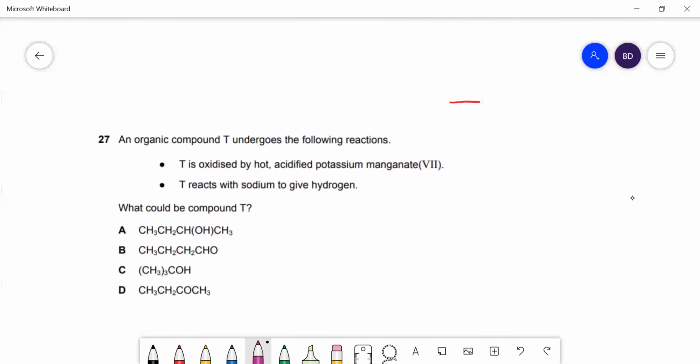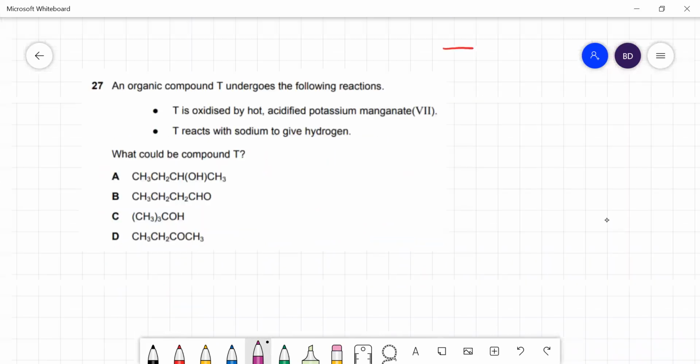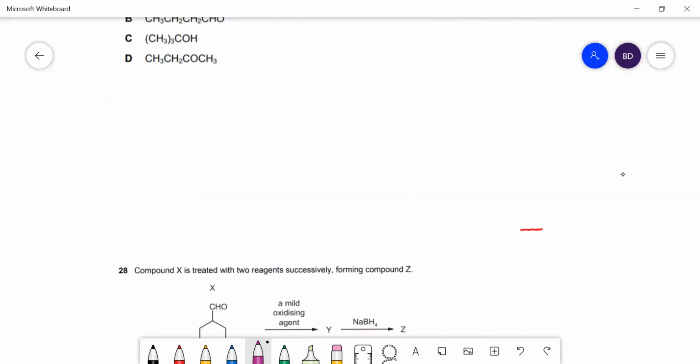27. An organic compound undergoes the following reactions. I've done that twice, so I get rid of that. Just done that one. 28.